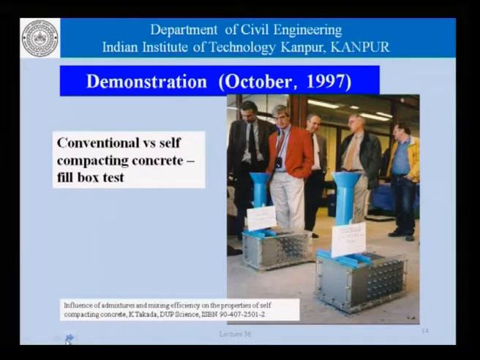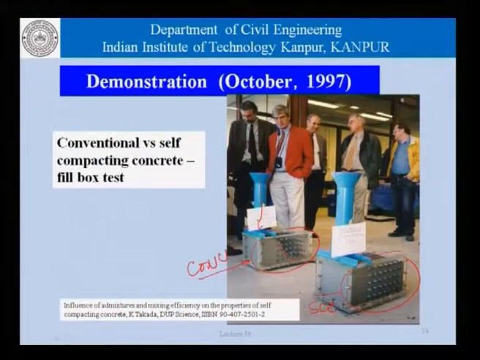Here is a test being done for self-compacting concrete as against conventional concrete. So, this here is conventional concrete and this is the self-compacting concrete, and this is the fill box test, and we can see that when concrete is poured into this box using this funnel here, conventional concrete cannot negotiate these pipes which have been put in place to simulate the reinforcement that concrete has to go through.